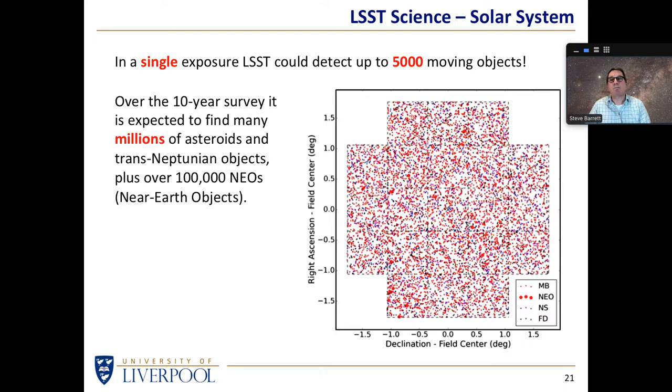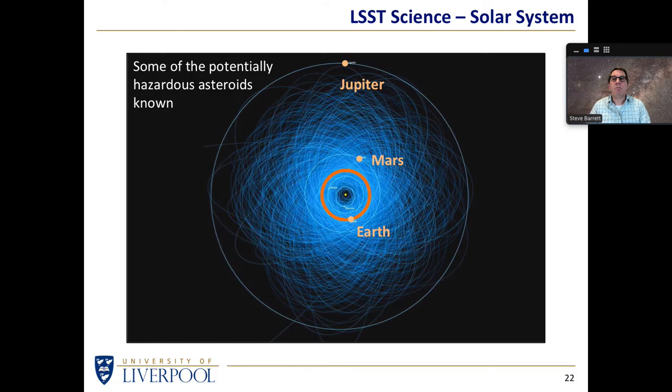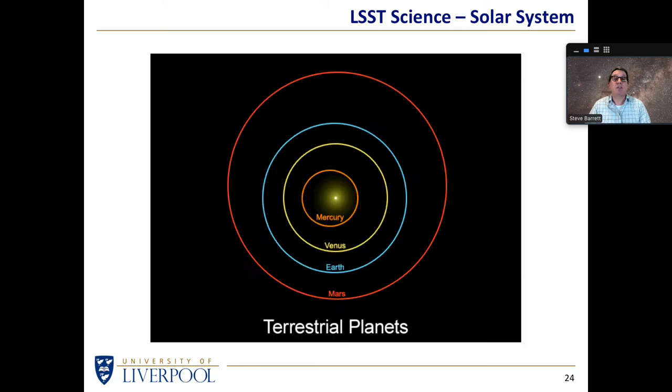And this could indeed be a major problem, trying to separate the interesting objects from all the boring satellites that we know about. In the 10-year survey, it's expected that the LSST will map out some millions of asteroids and trans-Neptunian objects. Some 100,000 near-Earth objects will probably be found. Some of them we'll already know about. The brightest ones we will already know about from other telescopes. It's the fainter ones that we have to really keep an eye on. So we know that there are quite a few asteroids that cross the Earth's orbit and are potentially hazardous.